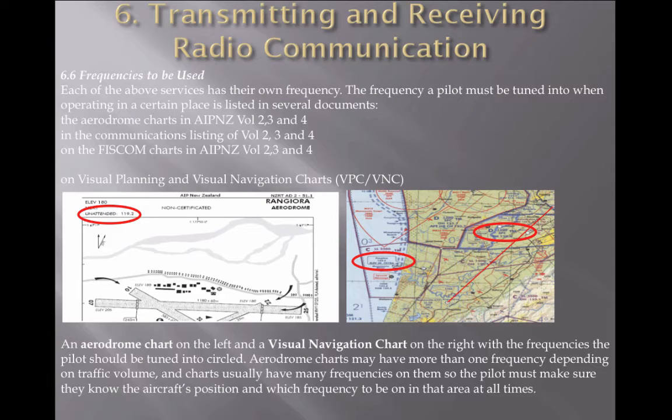An aerodrome chart on the left and the visual navigation chart on the right, with the frequencies that pilots should be tuned into circled. Aerodrome charts may have more than one frequency depending on the traffic volume, and charts usually have many frequencies on them, so pilots must make sure that they know the aircraft's position and which frequency they are to be on at all times. Always the pilot in command's responsibility.